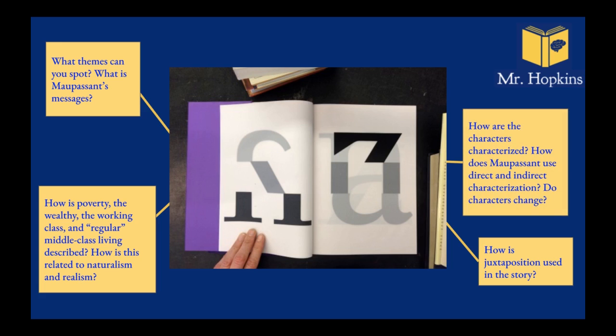How does Maupassant use indirect and direct characterization? And do characters change? Again, how do the characters link to naturalism and realism? So these are the things I want you to focus on when you're reading the text.